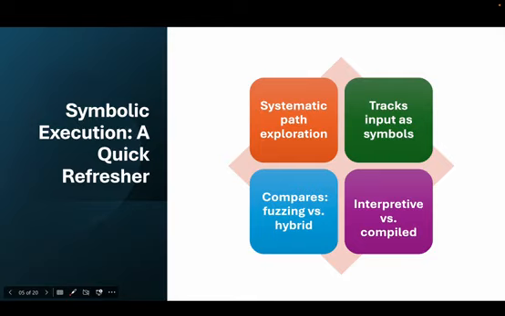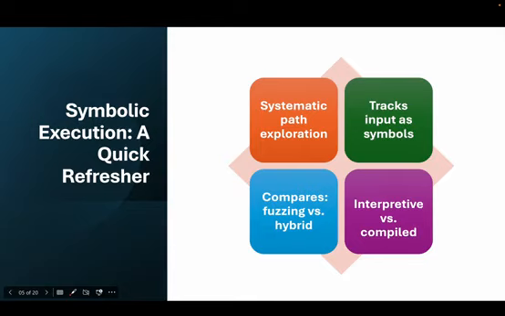Symbolic execution systematically explores all possible code paths by treating inputs as symbolic variables rather than concrete values. For instance, if a program reads an integer x, symbolic execution doesn't assign a specific number but keeps x as a symbol, generating constraints for each branch.